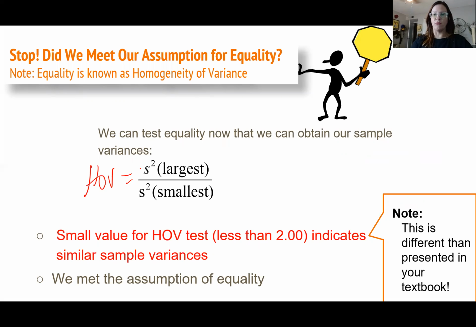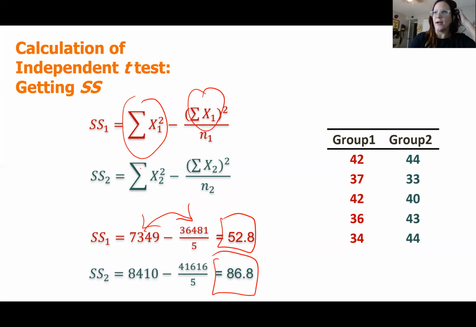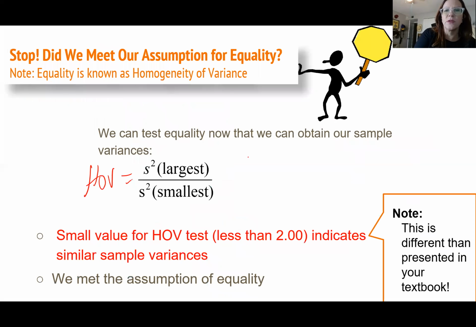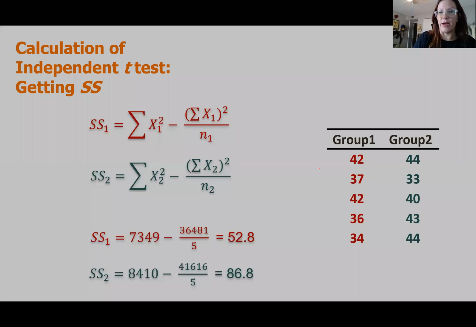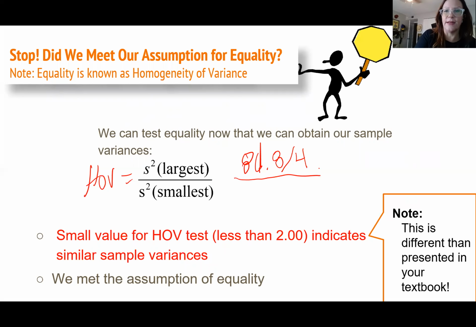So if you look back, we had sums of squares. These are equal sample sizes. So truthfully, we could just use the sums of squares and not variances, but I'll use the variances to show you as an example. Sample 2 had the larger sums of squares, which means it would have a larger variance. So we'd have 86.8 divided by 4, because the sample size was 5, so that's our degrees of freedom. And that would be divided by 52.8, right?